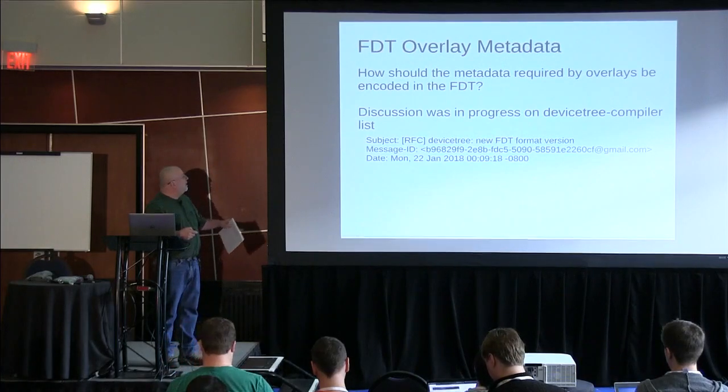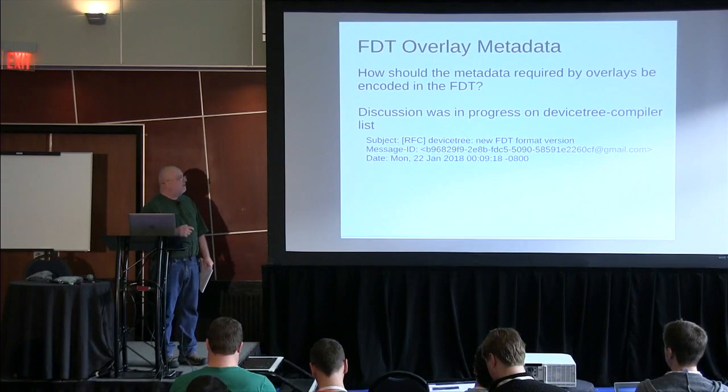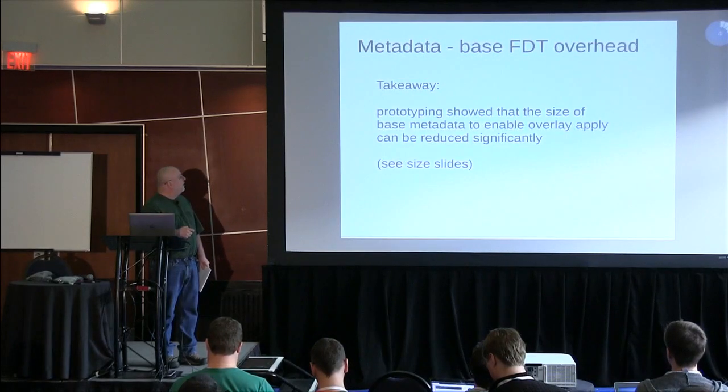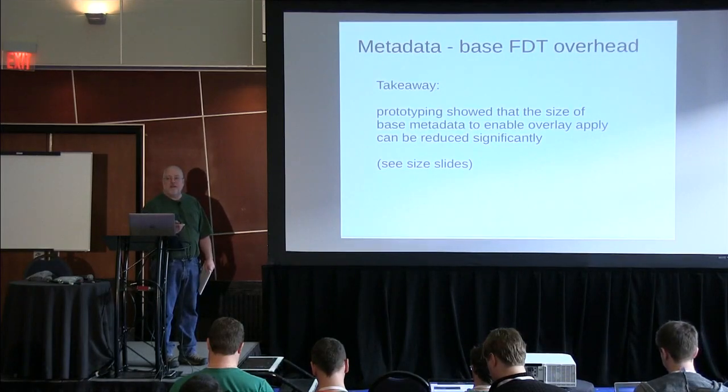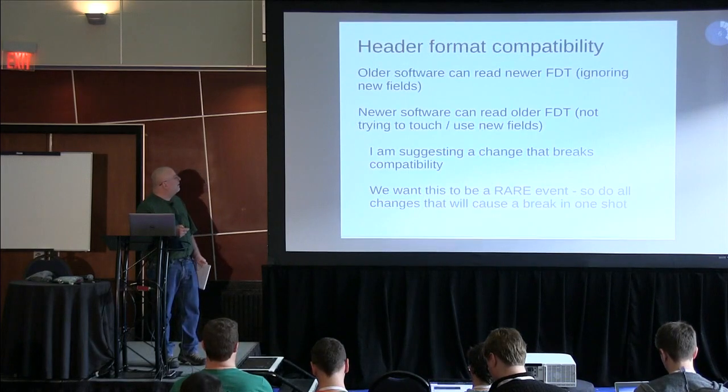Just a pointer to where I first started this discussion on the mailing list about a year ago. The big thing I learned, and I showed previously in the graph, is that there is significant space used by the overlay metadata for the symbol information. There is opportunity to save space. We saw the graph.